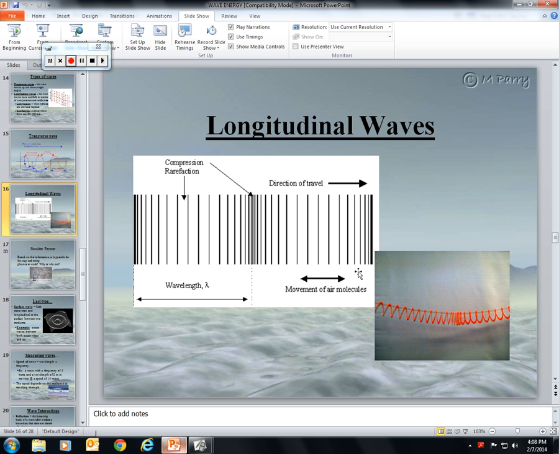Okay, longitudinal waves. You can see in this picture, this is your compression right here, where it's all squeezed together, and then the rest of them are rarefactions.